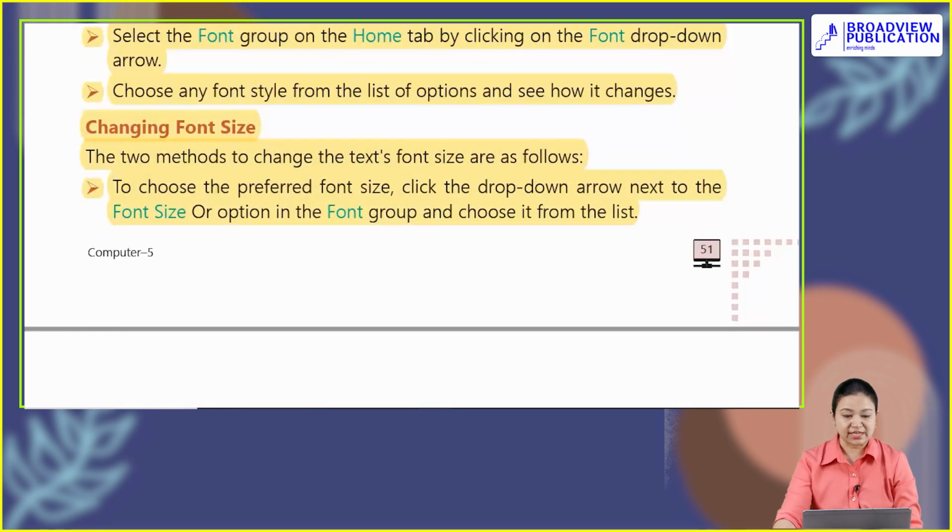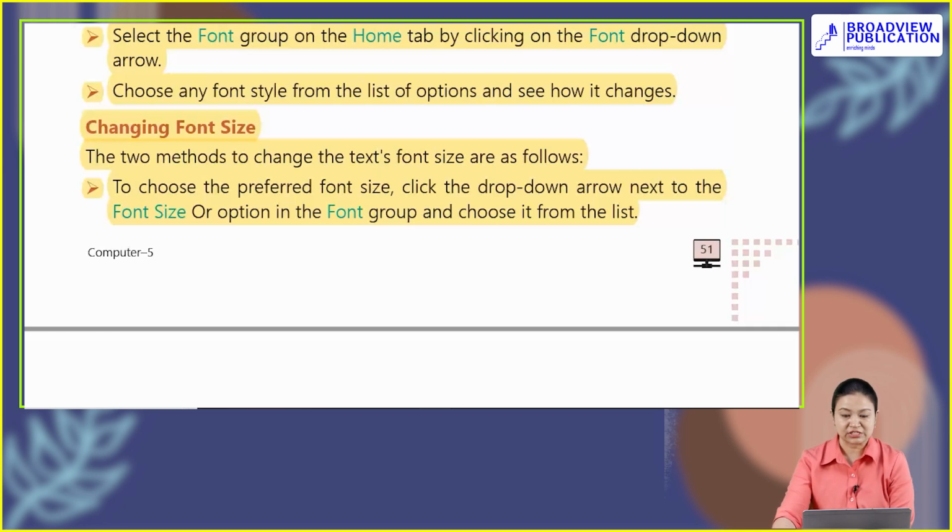Now changing font size. The two methods to change the font size are as follows. To change a preferred font size, click the drop down arrow next to the font size option in the font group and choose it from the list. So there are two methods how you can change the font size. You have to choose the preferred font size, then you have to click on the drop down arrow.